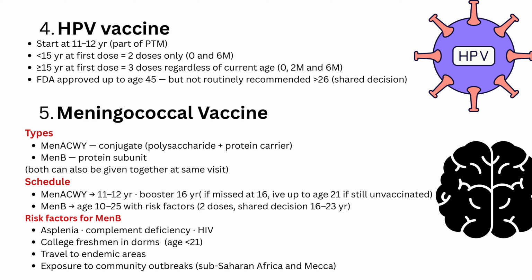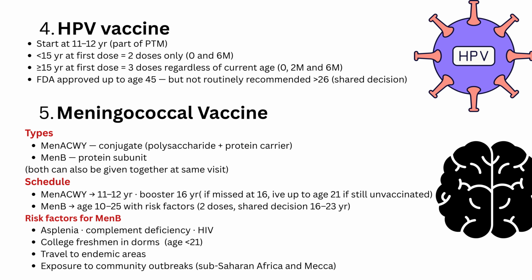If the first dose is given before the age of 15, then the patient only needs 2 doses in total. The schedule is 0 and 6 months. However, if the first dose is given at 15 years or older, then the patient needs 3 doses. The schedule is 0, 2 months, and 6 months. This applies even if the person is older when they complete the series.